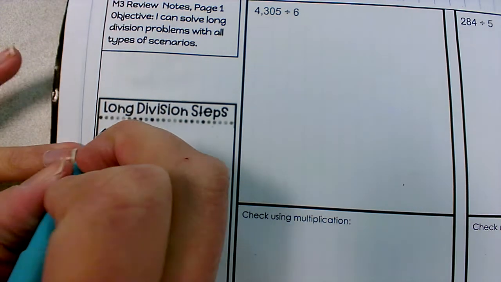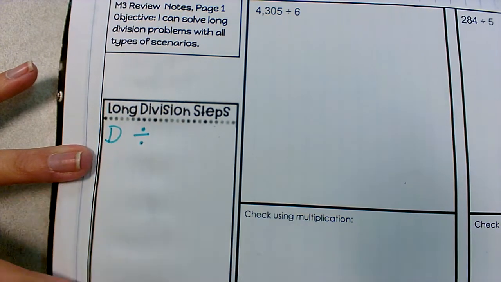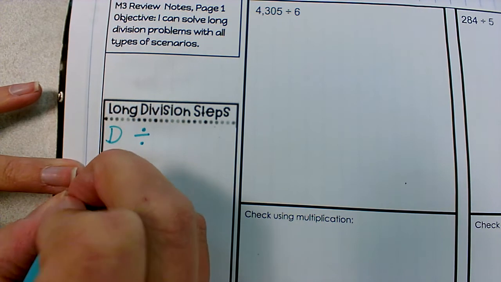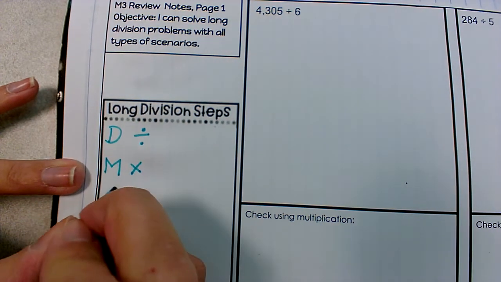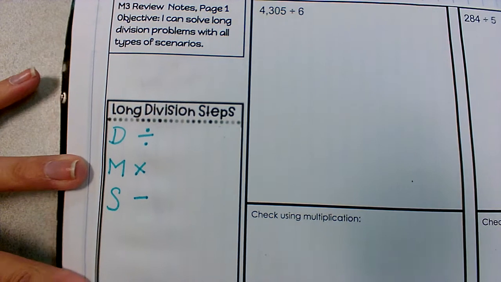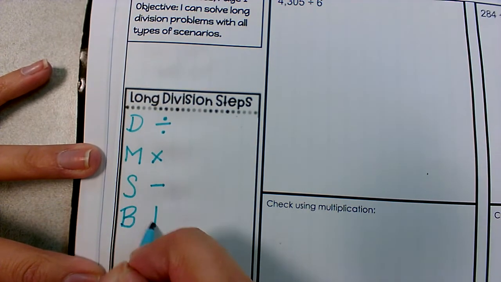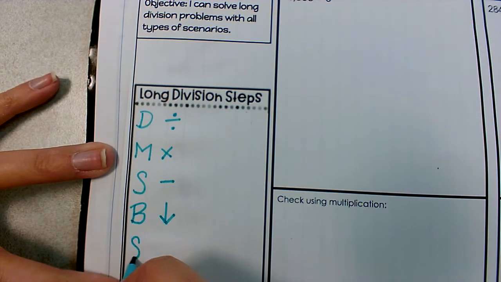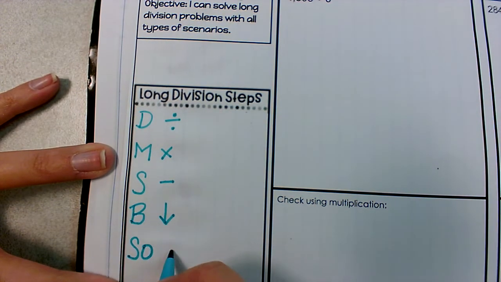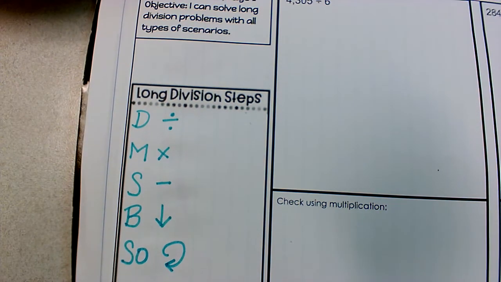So I know that I'm going to need to divide, and I like to put our sign as well. Multiply. I will then subtract. And then I'm going to bring it on down. And then I remember I will start over and repeat. Okay, so we are ready to divide when I know my steps.